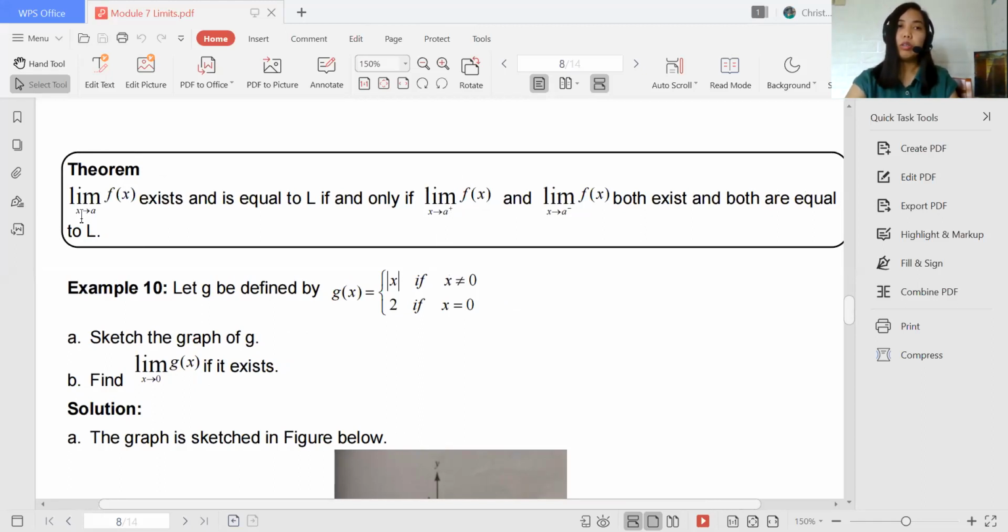Okay, so again, what are the conditions that we need to check? Check the limit of the given function as x approaches a from the right. Check if the limit of f of x as x approaches a from the left also exists. If both of them exist, are they equal? If yes, the limit of the given function exists. So let's go back to the example.